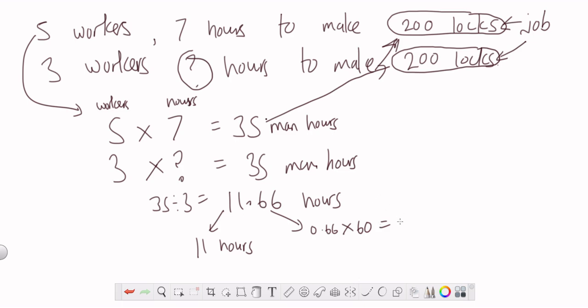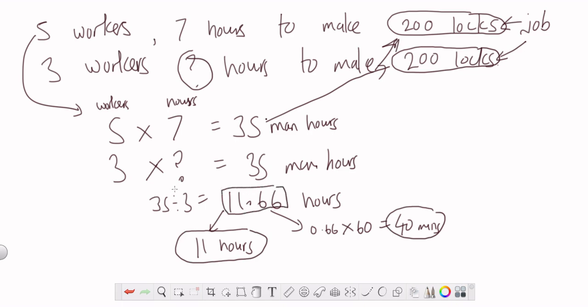All right, let's round that one. 40 minutes. That's your answer then. It takes 3 workers 11 hours and 40 minutes. Or you can say 11.66 hours for 3 men. Each person has to work 11.66 hours.